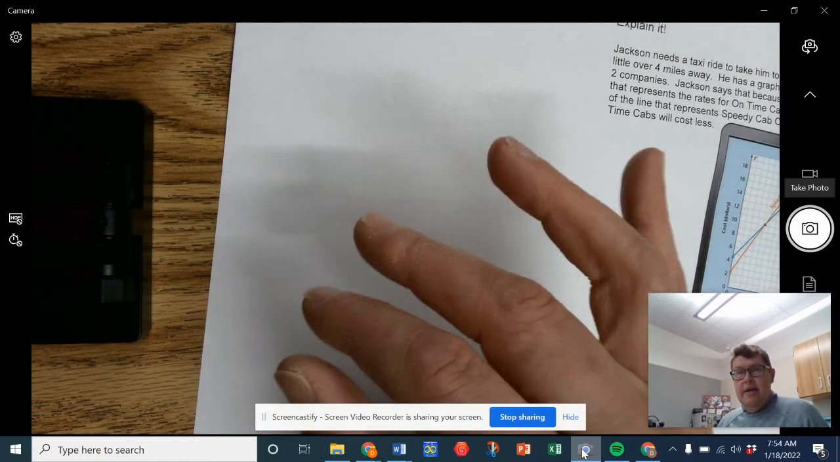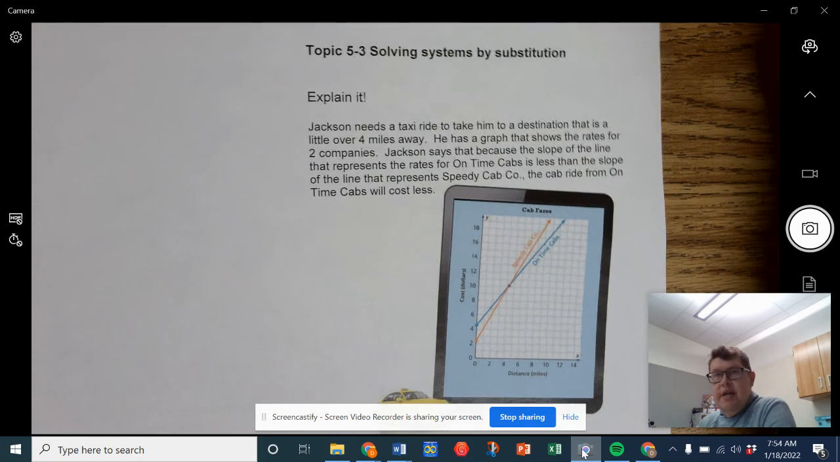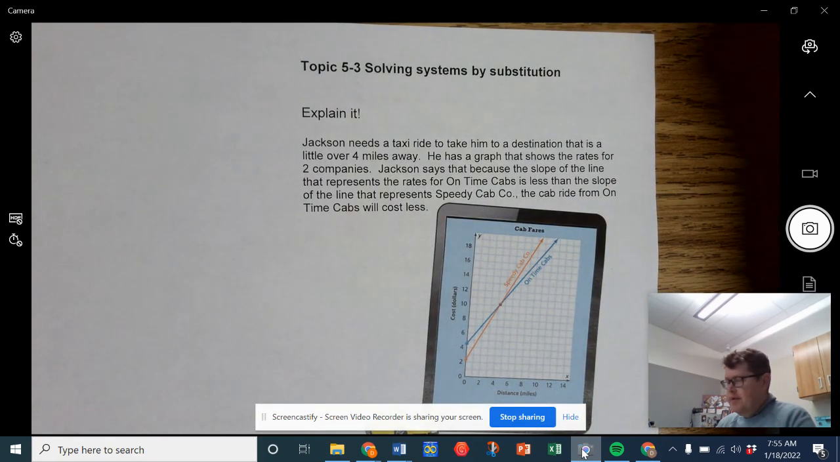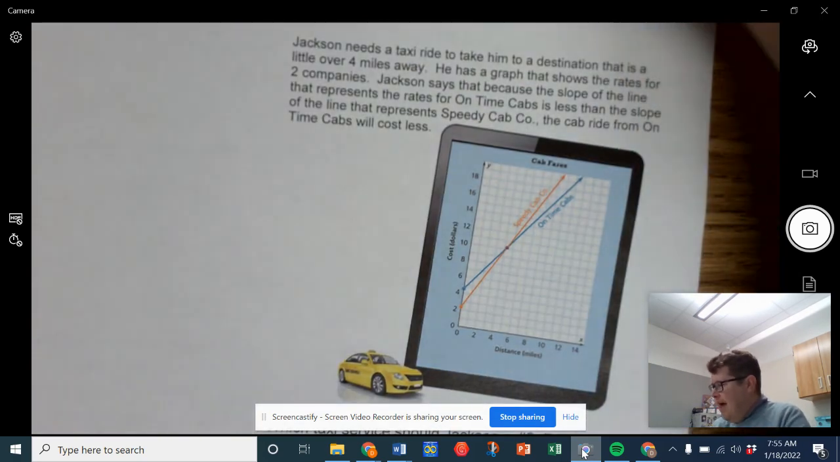Hey guys, I'm back. Let's see, this is 5-3, solving systems by substitutions. We're not going to have any graphs today, except this first one, obviously. Yeah, this is going to be a math-heavy day today.